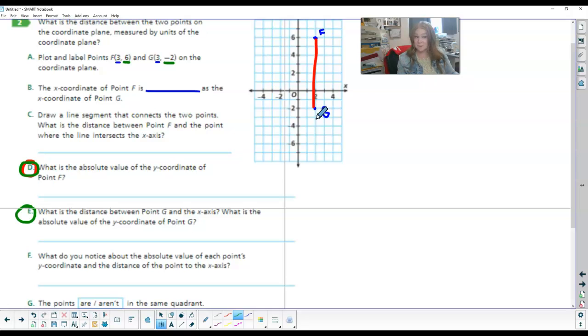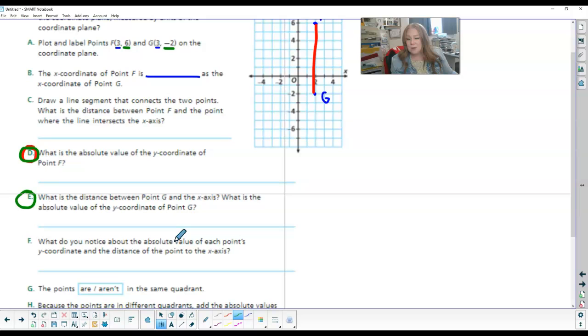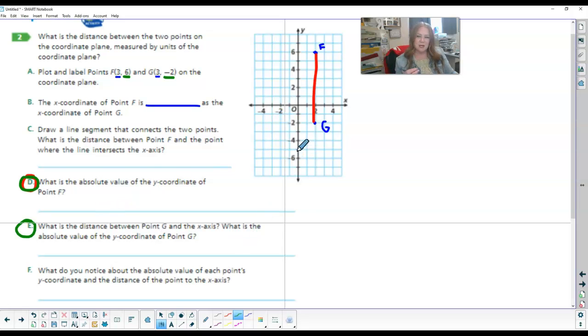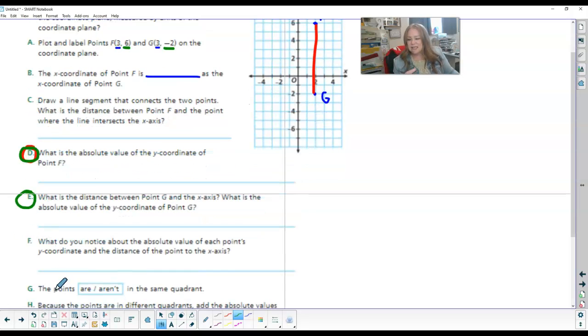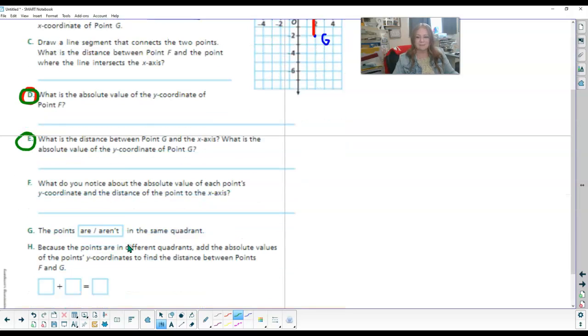Remember, absolute value is always going to be positive. Even though we're going backwards, it's a distance. Distance is always positive. Now, what do you notice about the absolute value of each point's coordinates and the distance? So when you put them all together, what connections can you make between C, D, and F's answers? So C, D, and F, what connections are you making there?